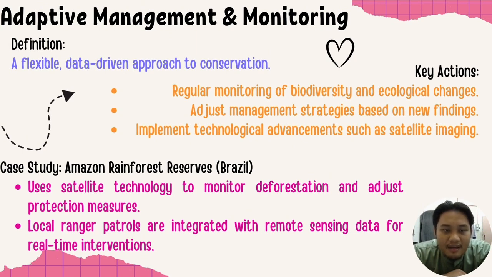In Brazil, the Amazon Rainforest Reserve uses satellite technology to monitor deforestation and adjust protection measures. Local ranger patrols integrate remote sensing data for real-time intervention, according to the case study on the Amazon Rainforest Reserve.